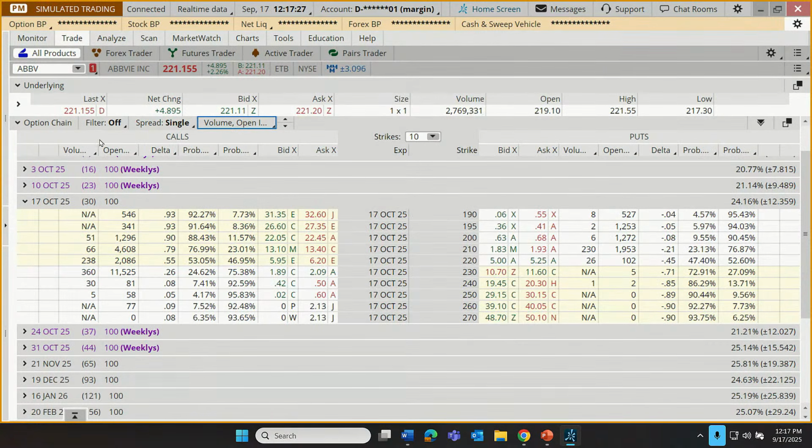So now we have, it's starting to get a little bit cluttered. You'll forgive me, I'm going to drop Delta out of this. But you'll notice here as we hover over this, we can see which one is probability in the money and which one's probability out of the money.